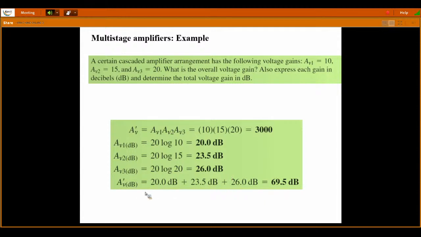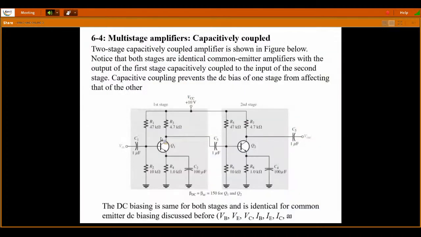Now, if we require the overall gain in decibels, I have to sum up all these gains in decibels. 20 plus 23.5 plus 26.0 is equal to 69.5. The overall voltage gain of these 3 cascaded stages in decibels is equal to 69.5 decibels, whereas as a plain voltage gain it is equal to 3000. So this is the end of your unit 2, multi-stage amplifiers.